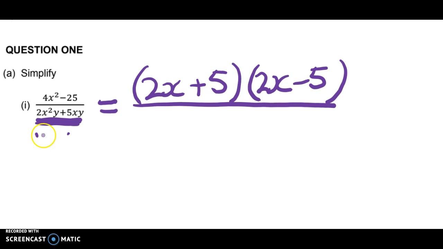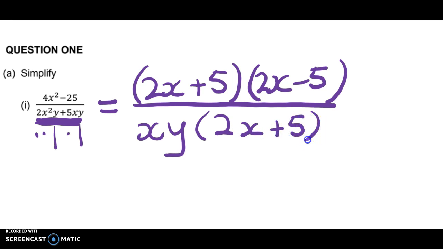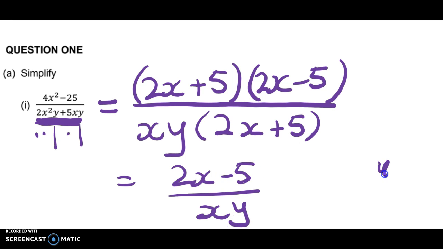I've got x squared and x, so we'll pull out an x common factor. Then I've got a y here and a y here, so it's going to be xy times 2x plus 5. And that simplifies to give me my final answer, 2x minus 5 over xy. All right, that was a little achieved question.